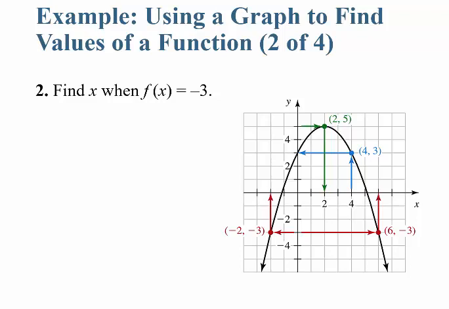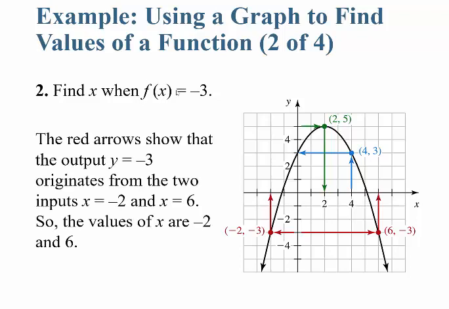Let's find x when f of x is equal to negative 3. I'm telling you what the output is equal to. I'm telling you that the output is equal to negative 3. So the red arrows show that the output is equal to negative 3. So on the y-axis, I'm going down to negative 3.